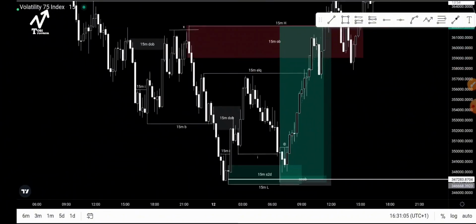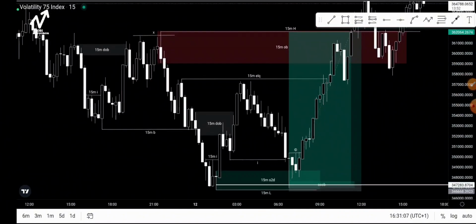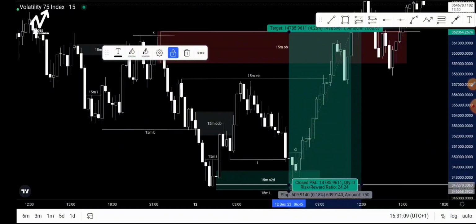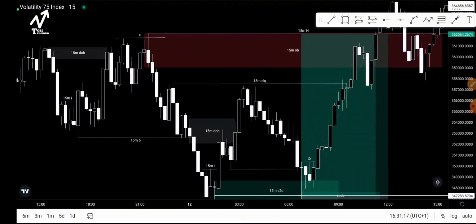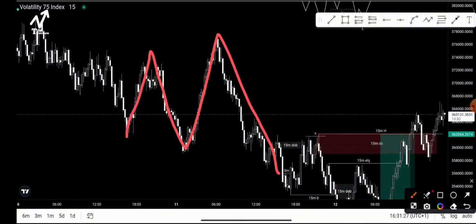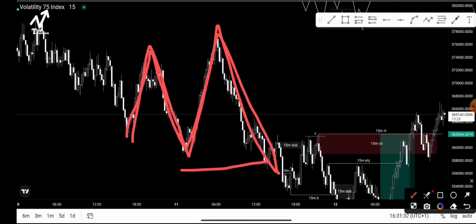This is the trade I entered today. This is a 24.24 risk to reward ratio that I made today. Now I was following the price. The market was making a lower high. Then price came, took out this structure, the inducement. Price came, took out this structure. I was like, okay, that's good.